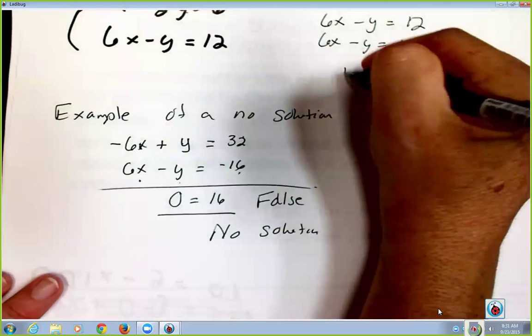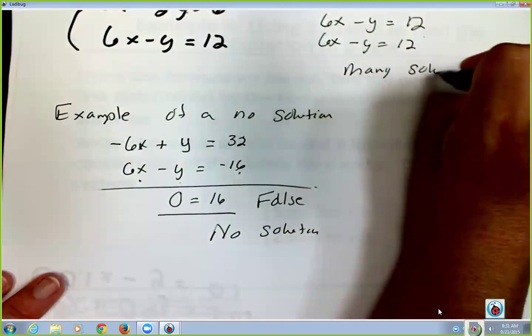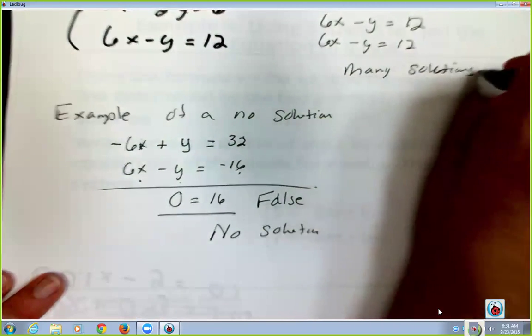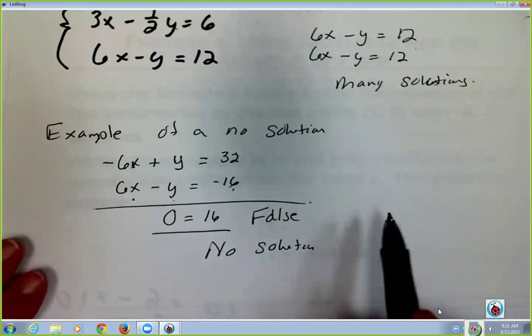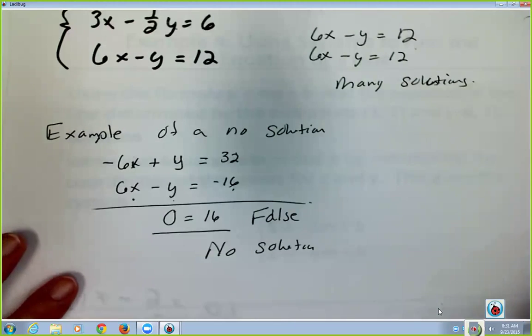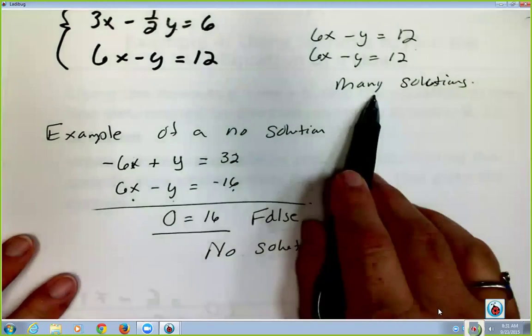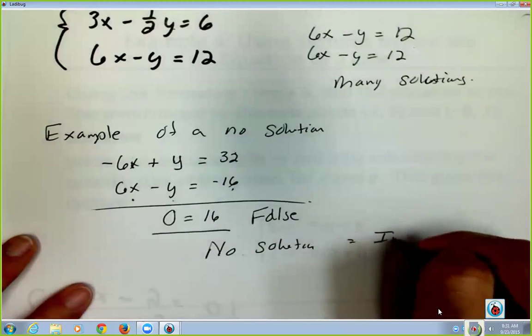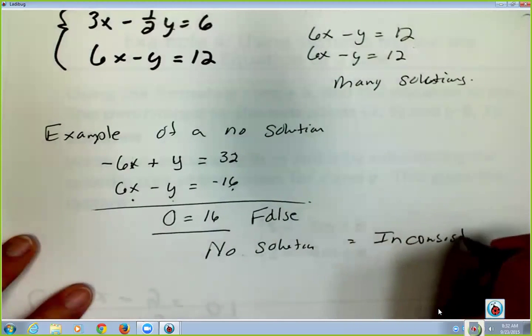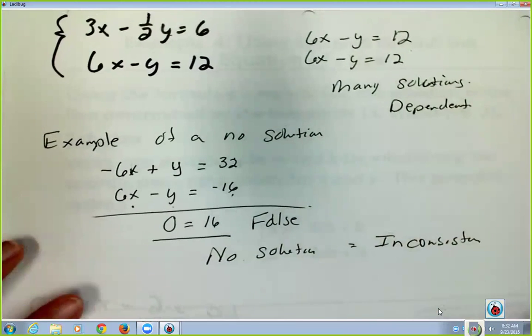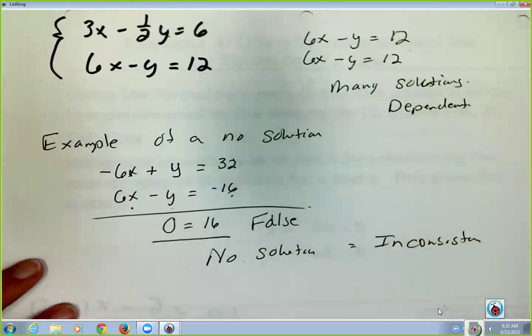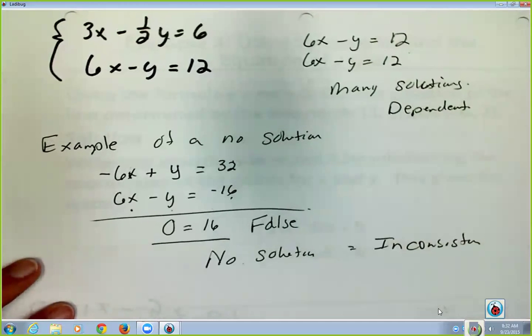Same as this one was many solutions. So that's our two different special kinds. The other ones were conditional because they only had one answer. And so we have inconsistent and we have dependent. So this is also considered inconsistent. And this one's dependent. If you went back to the words from 8.1 within those. Okay, what do you think?